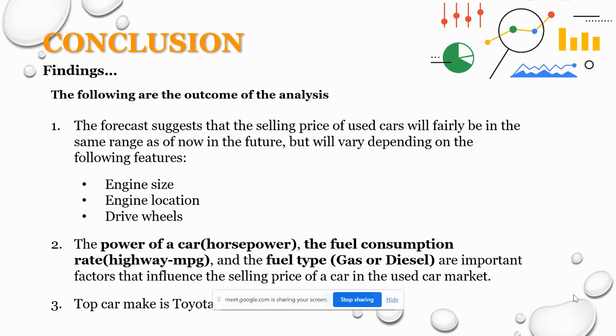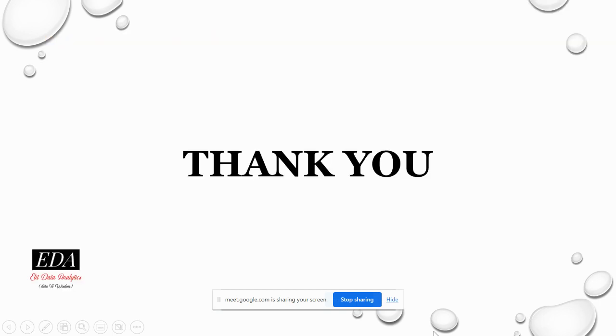However, the major ones are the engine size, engine location, and horsepower, and also highway miles per gallon. The top car amongst the cars in the data set is Toyota. So that is what we have as our project exposition presentation.